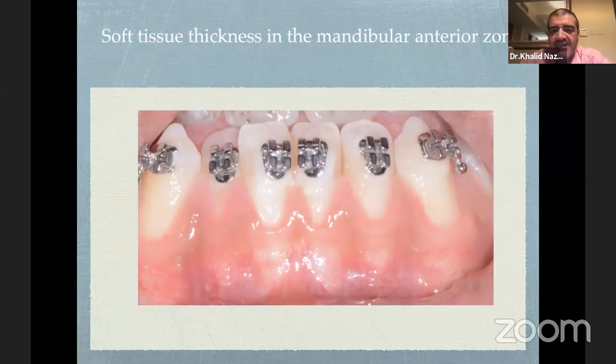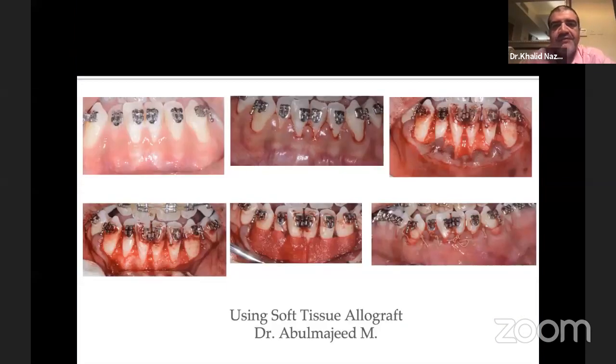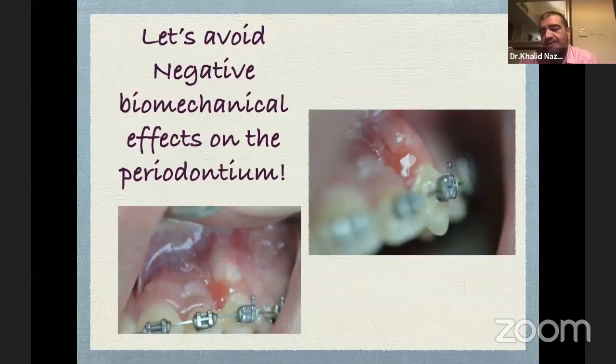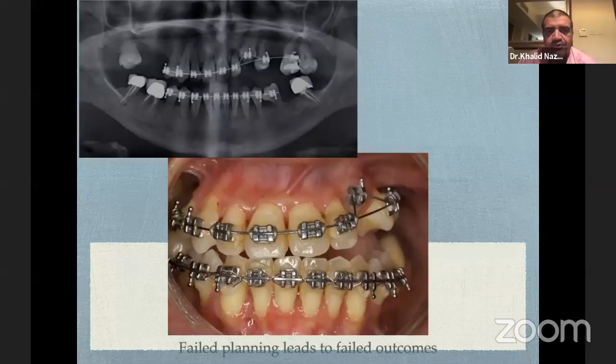Sometimes we get those cases where we discover that the phenotype is thin. The patient needs better phenotype before the teeth are pushed facially. And this is one of those situations where we used an allograft instead of going with a connective tissue graft or free gingival graft. And you can see that the phenotype just evolves when you do this. This can be done through tunnel technique or through regular technique. But let's avoid negative biomechanical effects on the periodontium. Let's make sure that orthodontic treatment is building the periodontium instead of damaging it through certain mistakes.